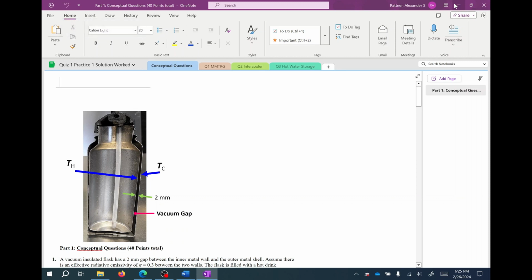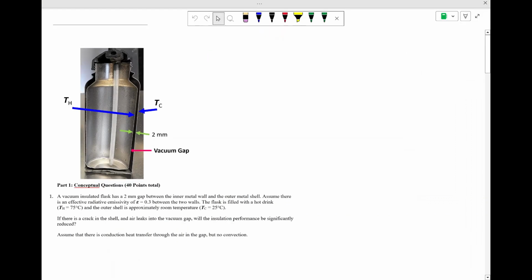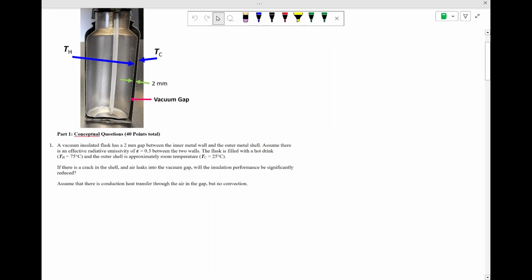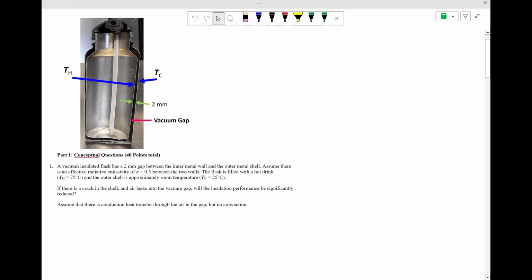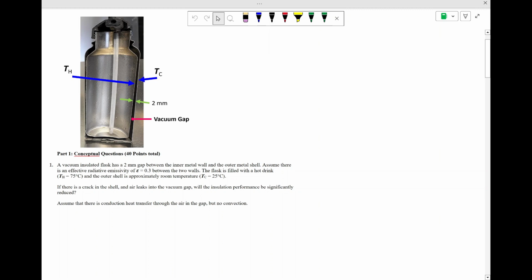All right, so here we're going to work through the first practice quiz posted for the first ME-410 quiz. So let's get started at the beginning with the conceptual questions. All right, so our first question is looking at this vacuum insulated flask. We kind of talked about an example like this early in the course in the first couple classes.